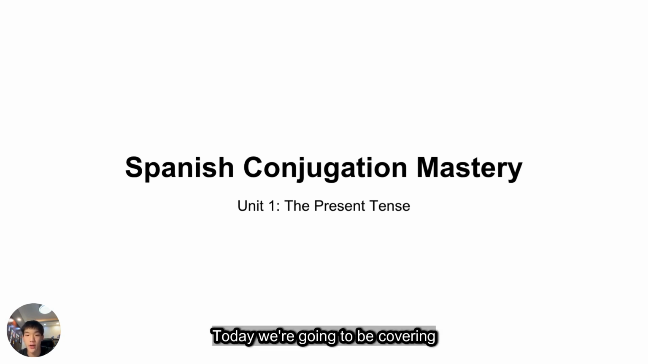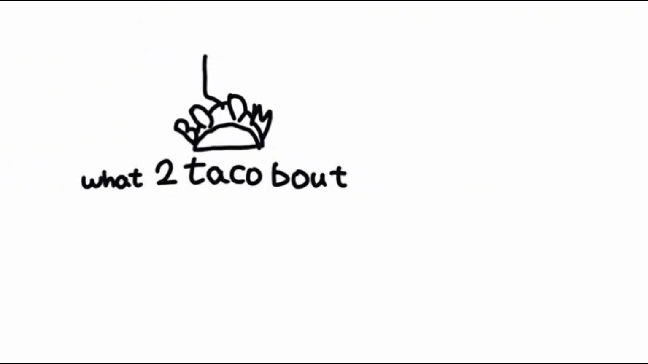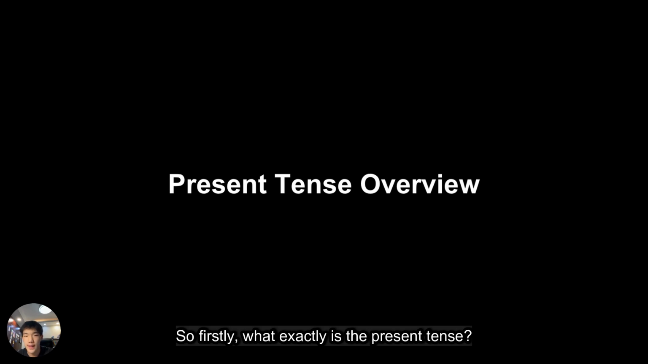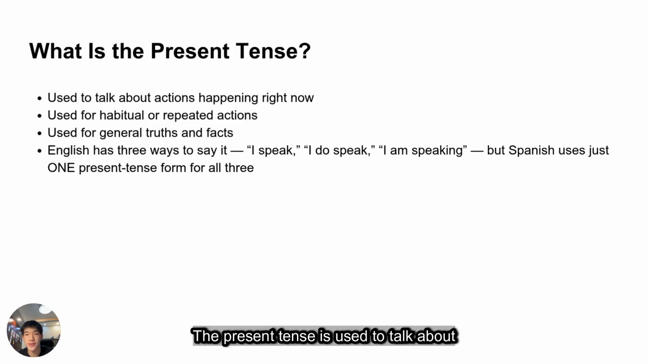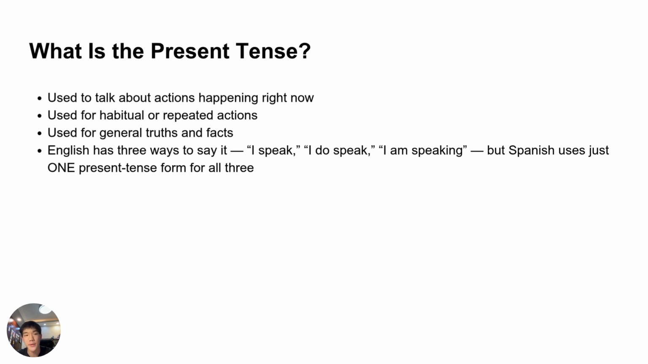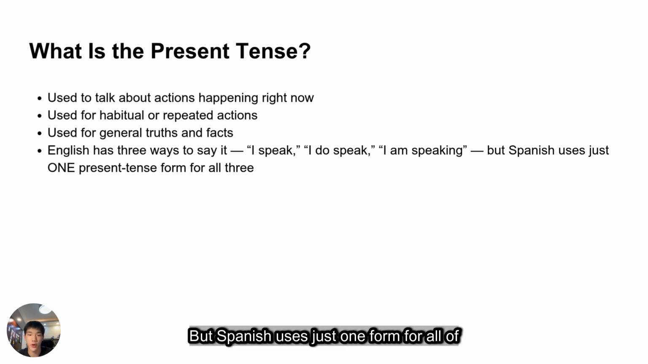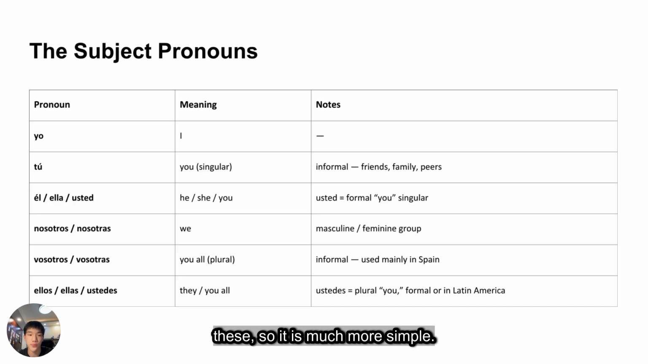Today we're going to be covering conjugation and we're going to be looking at the present tense. So firstly, what exactly is the present tense? The present tense is used to talk about actions happening right now, habits or repeated actions, or just generally true things and facts. English has three ways of saying this that you can see on the screen: I speak, I do speak, I am speaking. But Spanish uses just one form for all of these, so it is much more simple.